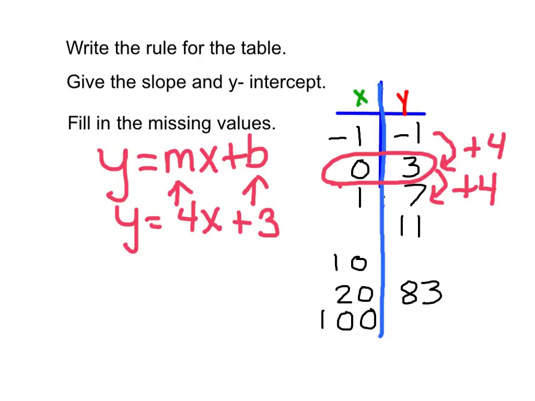Right here, 2 would go there because, again, the growth rate was 4 more as x increased by 1. If x is 10, I can plug that into my equation and go 4 times 10 and then add 3, so that would be 43. And then if x is 100, 4 times 100 plus 3 is 403.